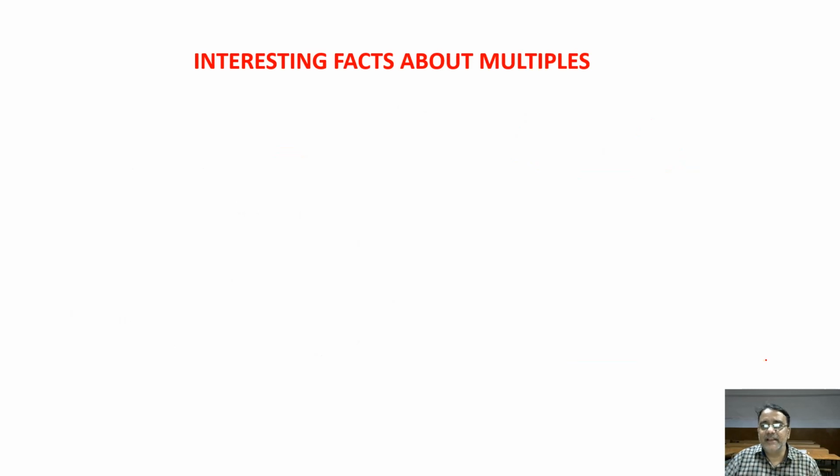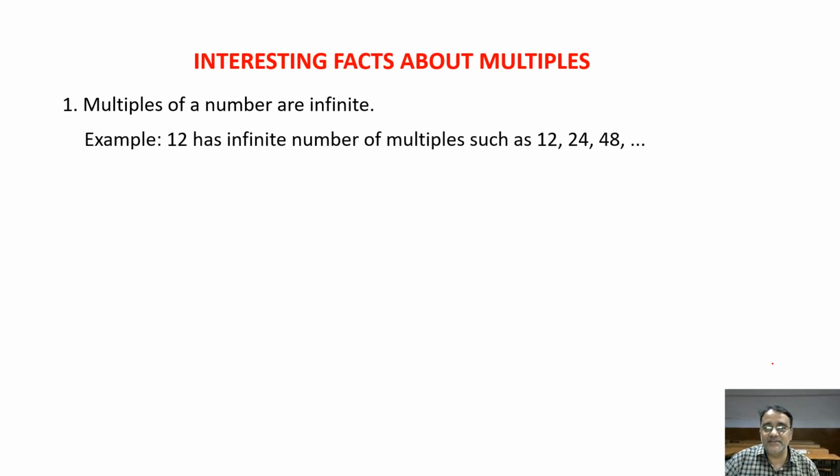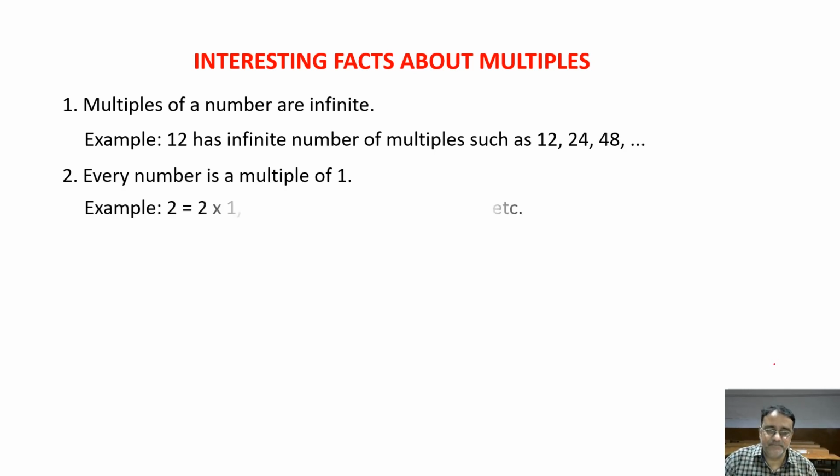Okay, so now some interesting facts about multiples. Multiples of a number are infinite. We cannot count them. Suppose 12 has an infinite number of multiples. 12, 24, 48, 60, so on. It will keep going like this. And every number is a multiple of 1. And every number is a multiple of itself.